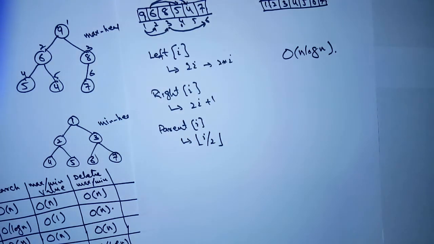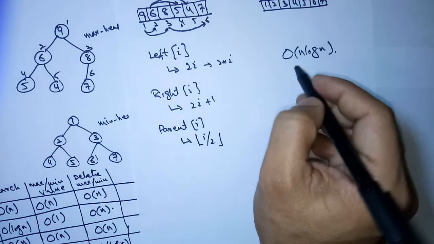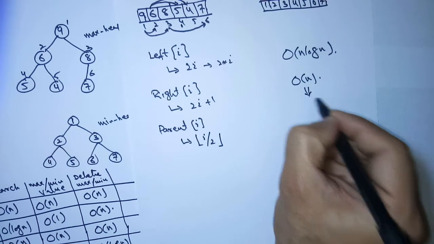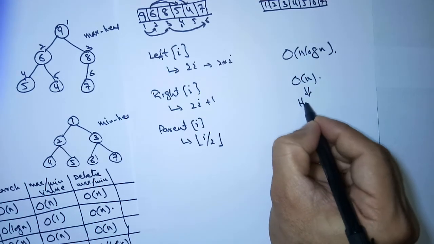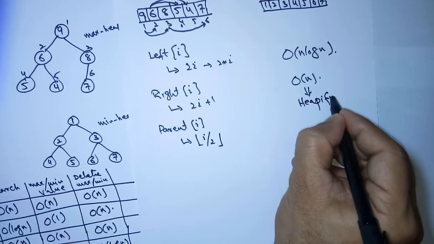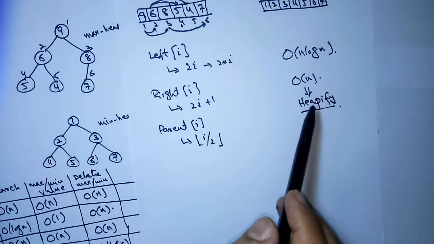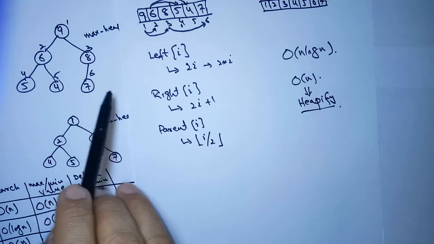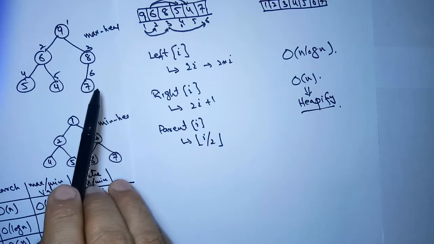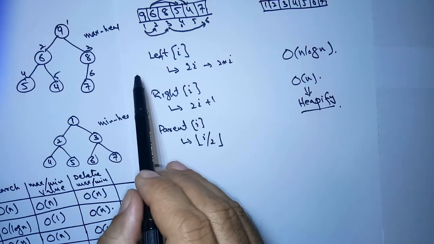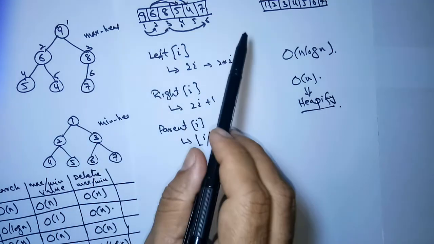Right? So we have to find the efficient algorithm. We have one algorithm that makes it a heap in order of n time, and we will study this in the next video. It is called Heapify. We will study the Heapify algorithm in the upcoming video, which will turn any given binary tree, complete or almost complete, into a heap.